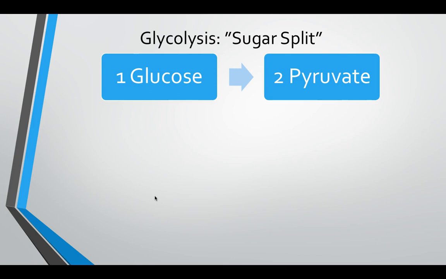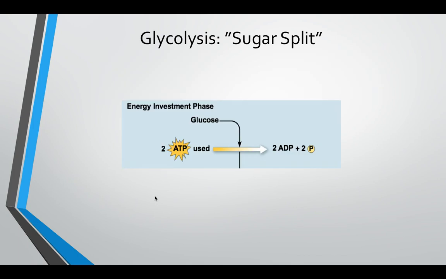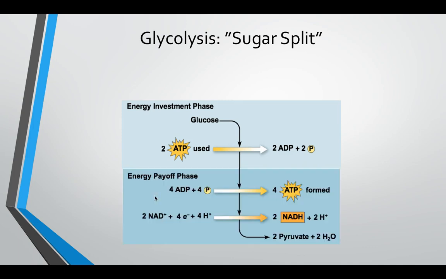So I'm going to take one 6-carbon compound and through a series of 10 steps, break it down into 2 3-carbon compounds. There are 2 phases of glycolysis. The first 5 steps is called the energy investment phase. During the energy investment phase, I'm going to use 2 ATP. The next 5 steps is called the energy payoff phase. During the energy payoff phase, I'm going to create 4 ATP, which gives me a net of 2, because remember I used 2, so it's like I have to repay those 2, then I still have 2 left over. So my net is 2.